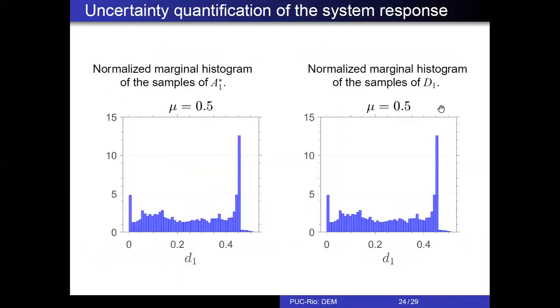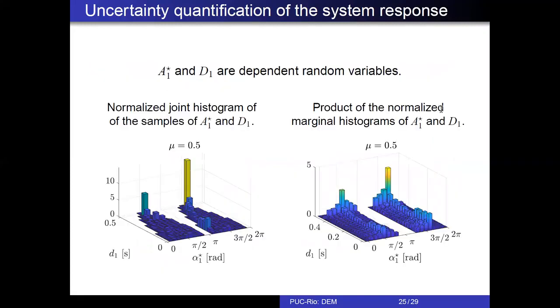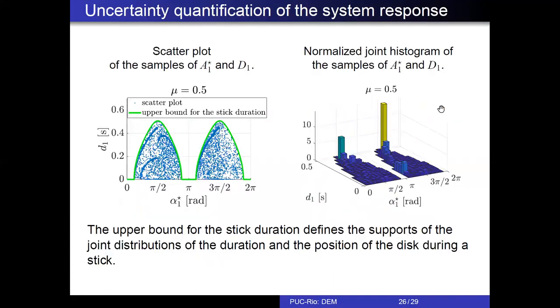Now let's see a similar analysis for the friction coefficient equal to 0.5. First, we see the normalized histograms of the samples of A1 star and D1. After, we see the normalized joint histogram of the samples of A1 star and D1 and compare it with the product of the normalized marginal histograms of A1 star and D1. Again, we see that they are completely different, including the support. Finally, we see the upper bound for the stick duration and the scatter plot of the samples of A1 star and D1. Please observe again that the upper bound defines the support of the joint histogram.